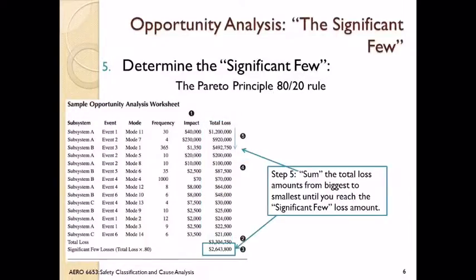Now you add the total loss of line items starting at the top. So you start with 1.2 million, you add 920,000, add 492,000. You add starting from the top and come down until your sum equals or exceeds the significant few number that you have determined. And then you will have determined which events are responsible for 80% of your losses.